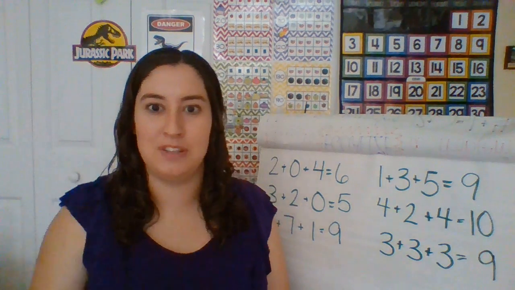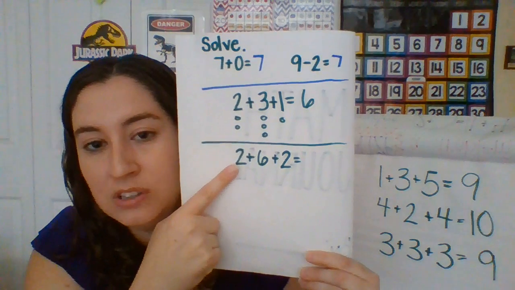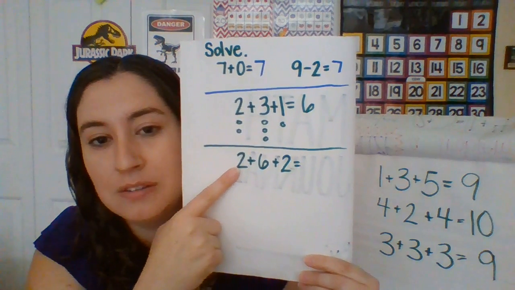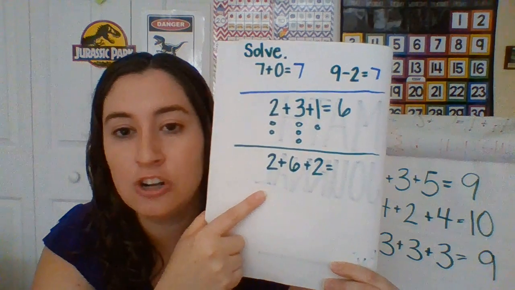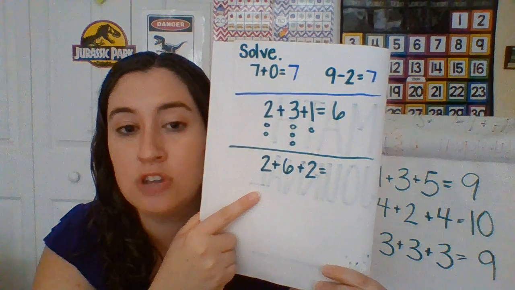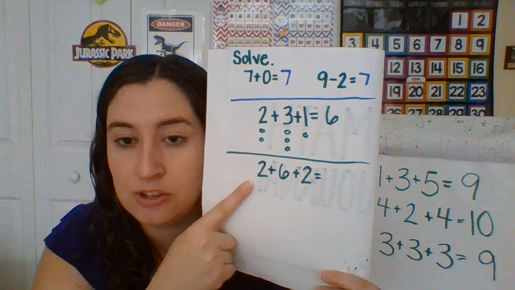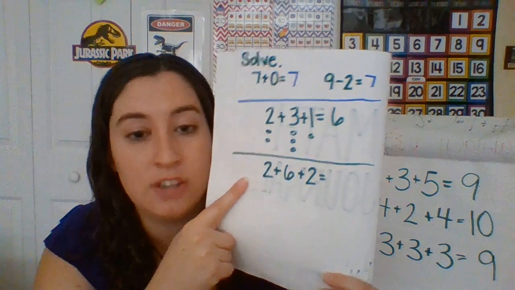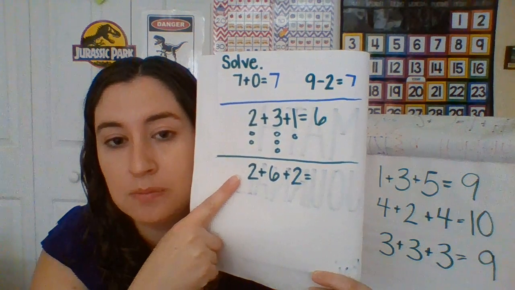I have your problem of the day. Are you ready for your problem of the day? Here it is. I want you to do 2 plus 6 plus 2. And if you need to, you can draw your picture, but I encourage you to try to use your fingers to solve that problem. But if your fingers aren't working, you can absolutely draw your picture. Drawing a picture is always okay. So 2 plus 6 plus 2.